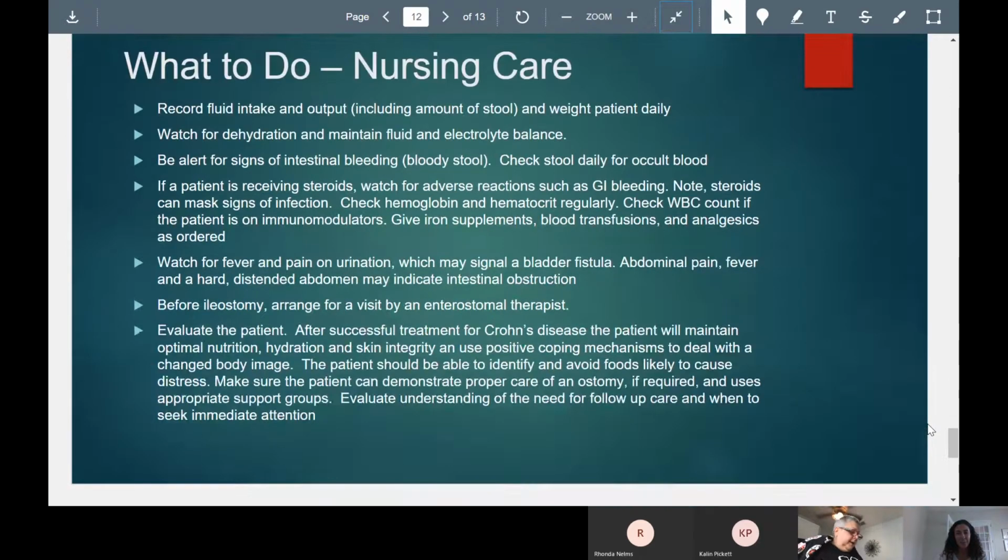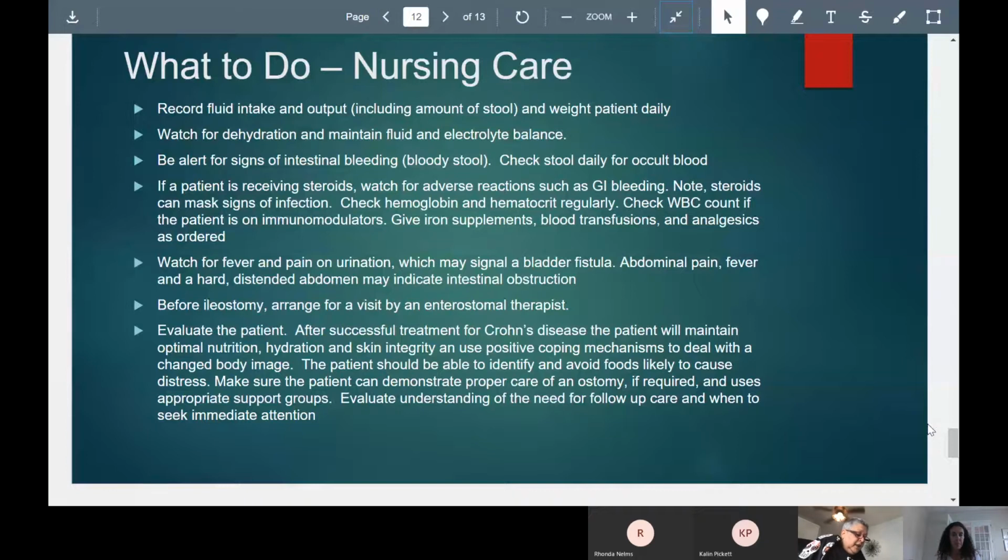All right. Okay. So this is just basic things as a nurse we can do, or that we should do, we're supposed to do. Record fluid intake and output, including the stool, and weigh the patient daily. Watch for dehydration and maintain fluid and electrolyte balance. Be alert for signs of intestinal bleeding. Check stool daily for occult blood. If a patient is receiving steroids, watch for adverse reactions such as GI bleeding. Note that steroids can mask signs of infection.